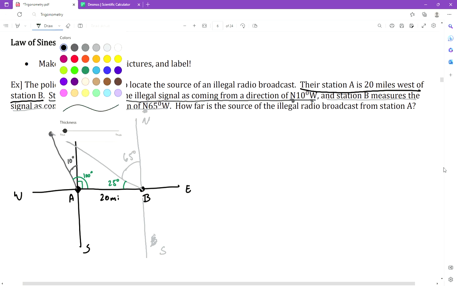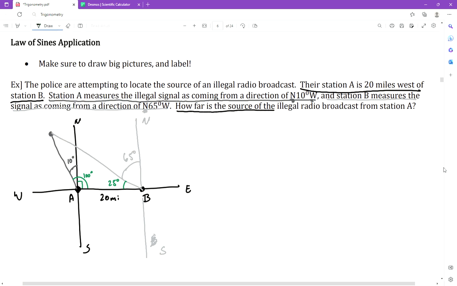Last thing, I didn't read the whole thing yet. It said, how far is the source of the illegal radio broadcast from station A? Okay, so here's the broadcast. I'm going to say C because I already have A and B, so that's where the broadcast is. We'll just keep it angle C. From station A, so that means they want this.